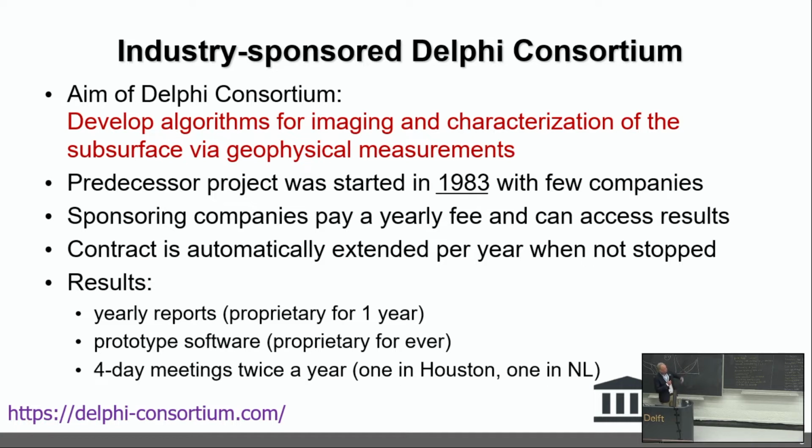And it's a sponsored consortium by industry parties. It's yearly, automatically renewable until you basically stop sponsoring. In this way, we can continue the consortium for many years, and we have been doing that. So almost 40 years already of this kind of consortium research. And of course, the payback for the companies is to get the results, the software, the reports, etc. And also to visit our meetings that we have twice a year.